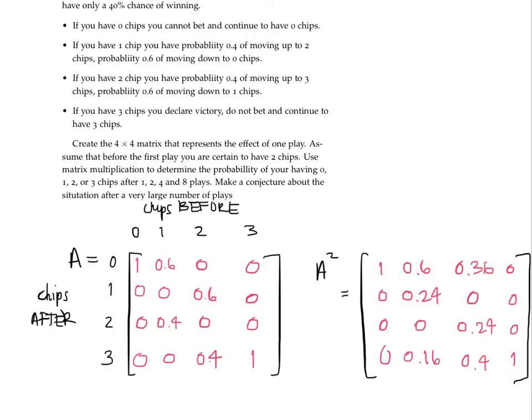If you wanted to know what's the likelihood that you'll have however many chips after 4 rounds of play, you want to take this matrix and raise it to the 4th power. Maybe you're interested after many, many rounds of play, raising it to the 8th power, to the 16th power. In this problem, I actually specifically wrote 1, 2, 4, and 8. And you're always going to watch this column that corresponds to, I started with 2 chips, what's the probability I end with 0, 1, 2, or 3 chips after however many rounds of play I'm interested in.